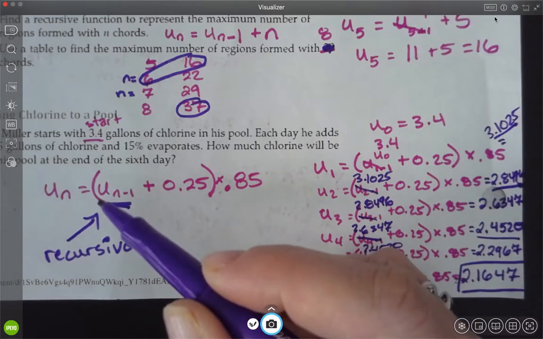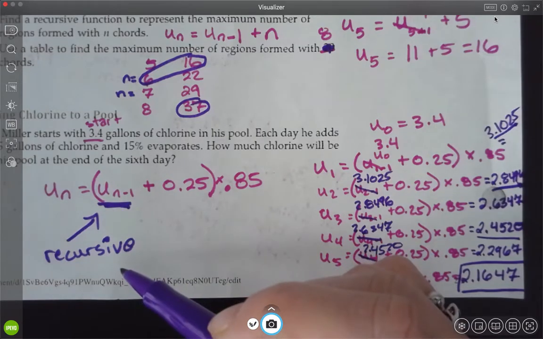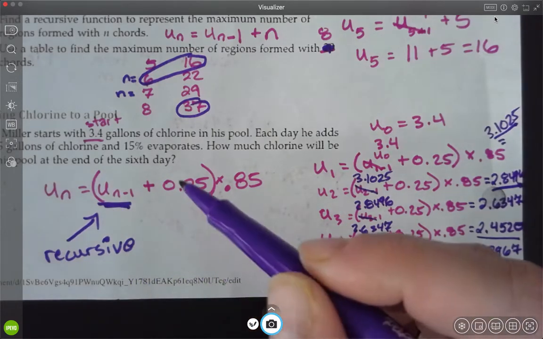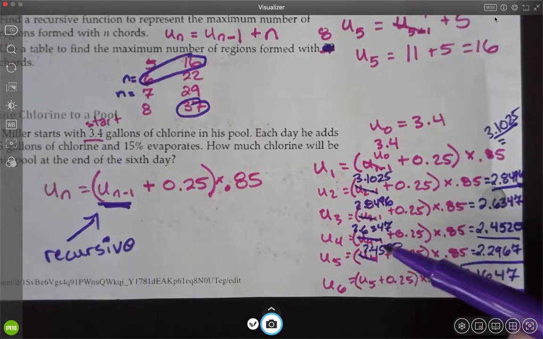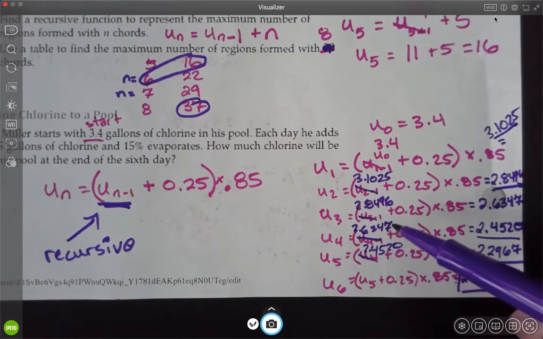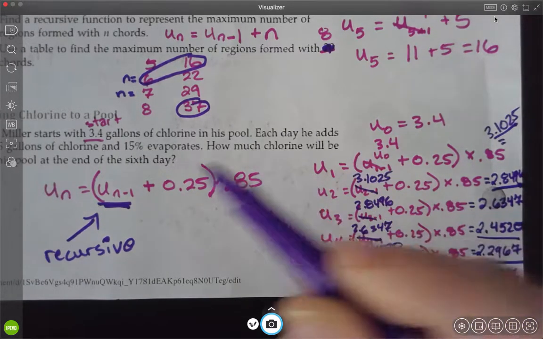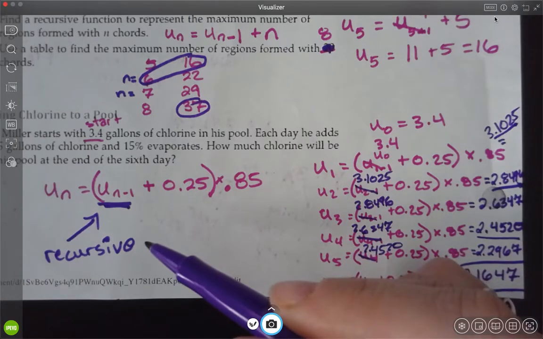So if it incorporates the n minus 1 part in there, you know it's a recursive formula, because if I want to know the 6th day, I have to know the 5th day, and I have to know the 4th day, and I have to know the 3rd day, and so on. This is a recursive formula because of that.